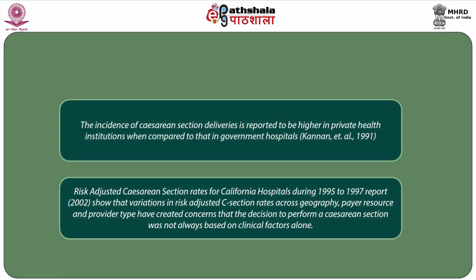The Expectant Mothers Guide to Philadelphia of the year 2002 shows the various reasons for caesarean delivery and its avoidance. Mishra and Ramanathan in the year 2002, while analyzing the cases whether it was an elective or an emergency caesarean section, have identified the reasons for the choice in their study and the determinants of caesarean section rates. The incidence of caesarean section deliveries is reported to be higher in private health institutions when compared to that in government hospitals. Kannan et al.